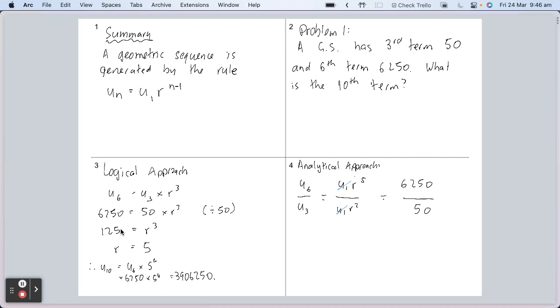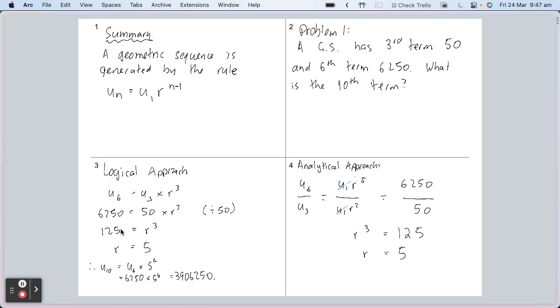Do you remember your index laws? If I've got a to the n over a to the m, it's a to the n minus m. Yep, so I just subtract the powers, in other words. So I'm left with r cubed is equal to, and then on your calculator, you could go 6250 divided by 50, and you'd get 125. And then I could use my calculator again to cube root 125 if you didn't know it, to get r is equal to 5.